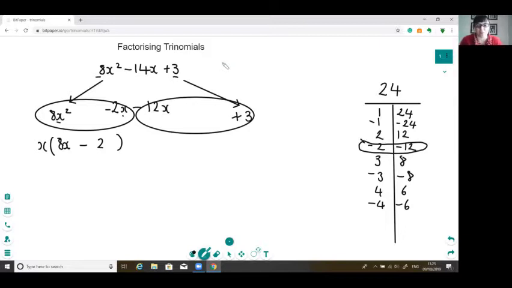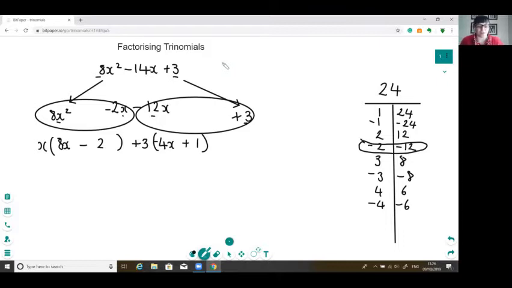Now, if I check out the other side, what have I got in common here? There's no x's this time to pull out, so if I look at the 12 and the 3, they're both divisible by 3, so I can pull out that 3, and that would give me minus 4x plus 1, because positive 3 times minus 4x would give me minus 12, and positive 3 times 1 would give me the plus 3 here.